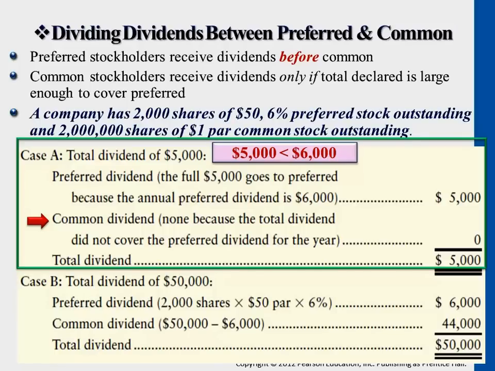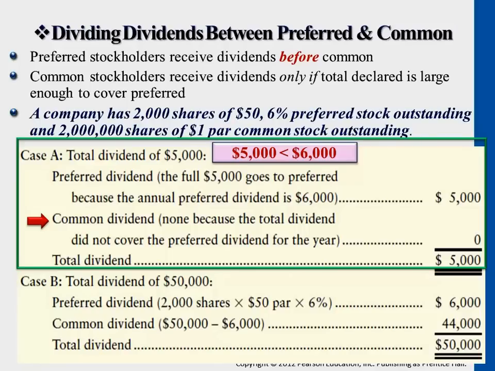For example, in the upper example here, case A, the total dividends amount is $5,000. Remember, preferred shareholders are supposed to get $6,000. So the difference between this and what the company actually gave out, the $1,000, will be added to next year.